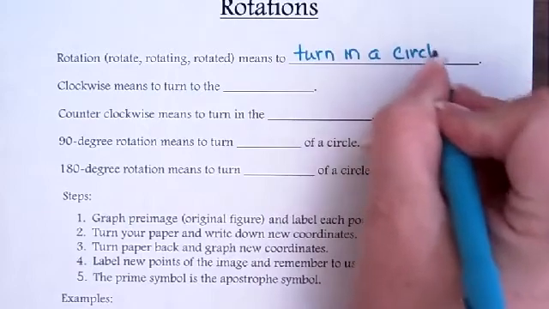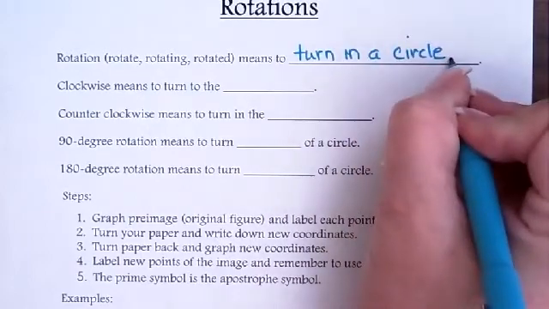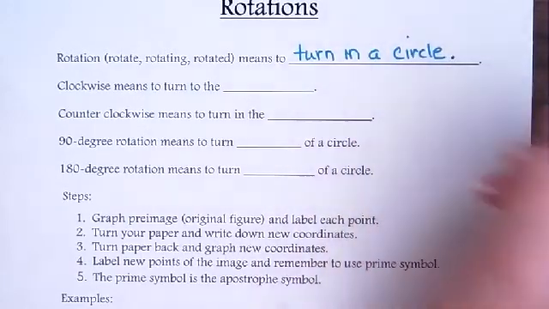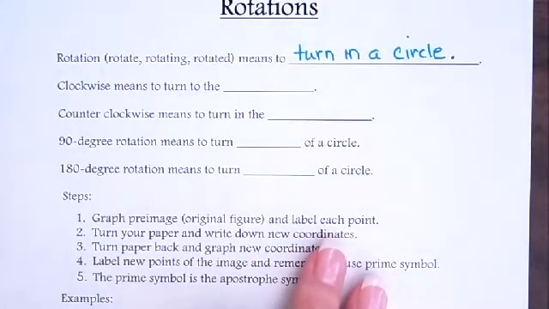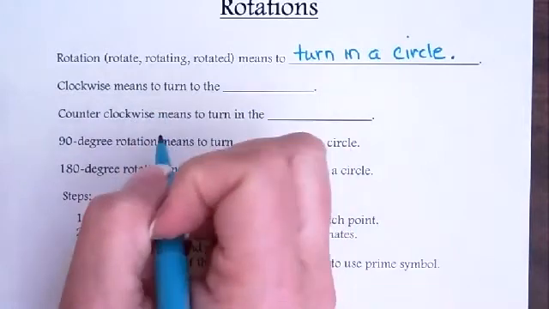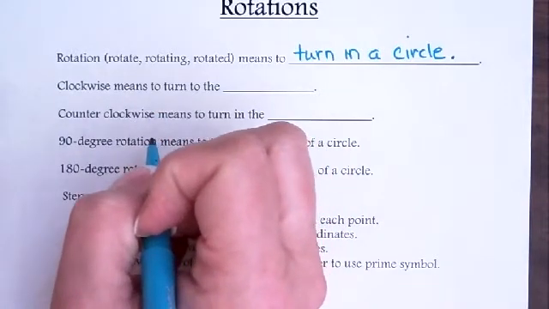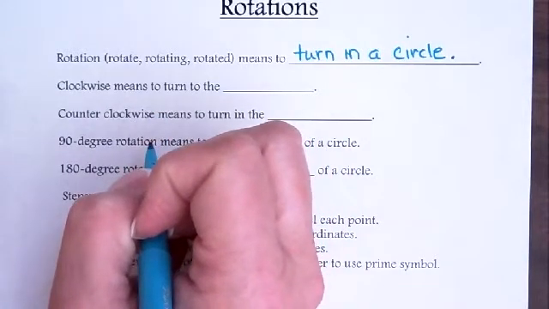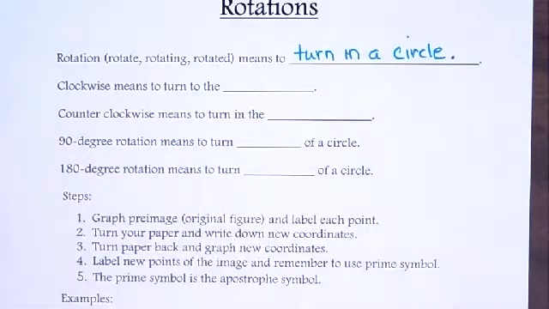Rotation, which could be said rotate, rotating, rotated, means to turn in a circle. Just like the earth rotates on its axis. Earth rotates in a circle around the sun. Okay? Now, when we're rotating around in a circle, we have to go in either one of two directions. We either turn to the right or we're going to turn to the left.